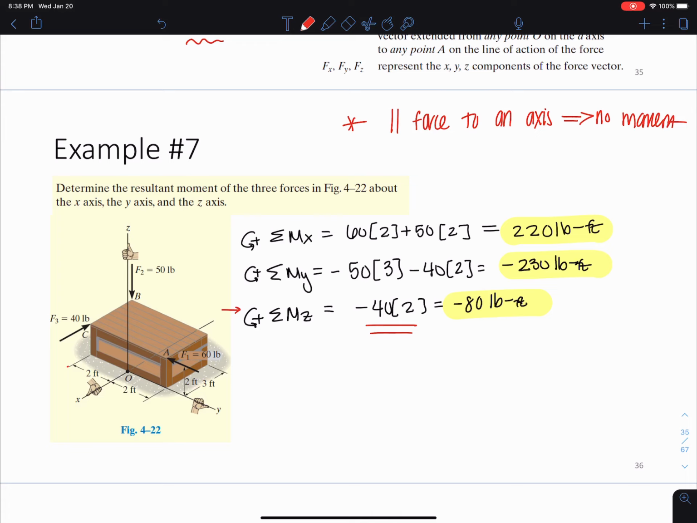Now, the positive direction of moment of a force is determined, again, by the right-hand rule in these cases. So you're going to curl the fingers of your right hand in the direction of rotation, and your thumb is going to be pointing in the direction of that rotation. You can see here three little right hands showing the direction of rotation along each axis.